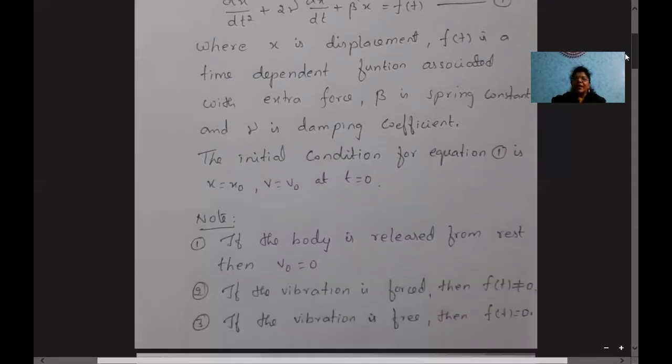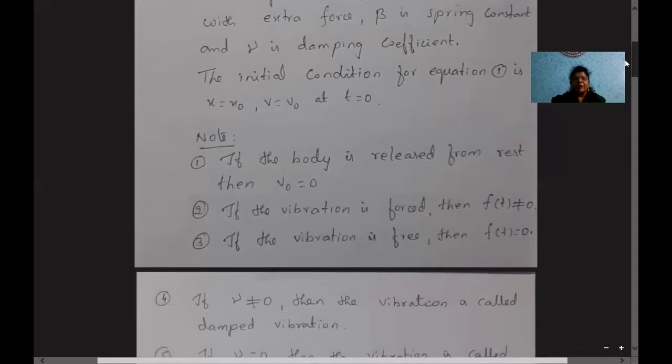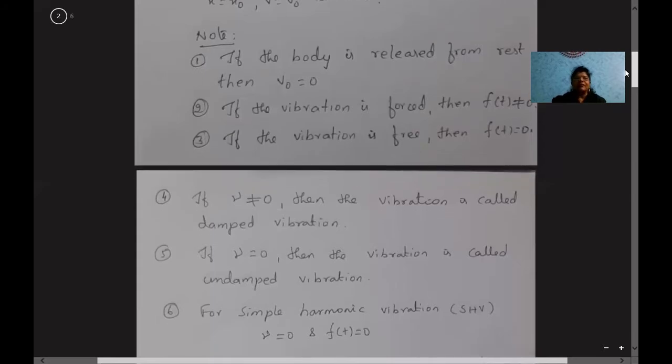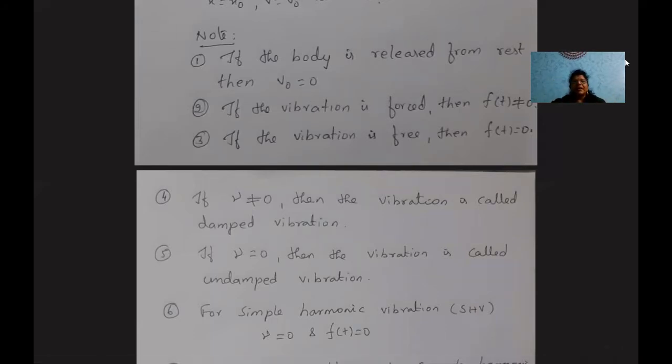Now, to solve any problem in this vibration of string, we need some 6 different notes. What is that? The first note is, if the body is released from rest, then the initial velocity is 0. The second one is, if a vibration is called the forced vibration, then f of t, that is the RHS value, is not equal to 0. Suppose the vibration is called the free vibration, then the RHS f of t is 0.